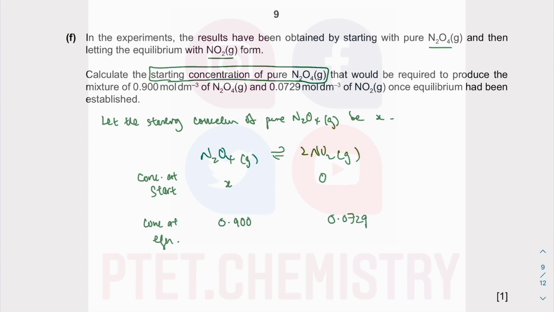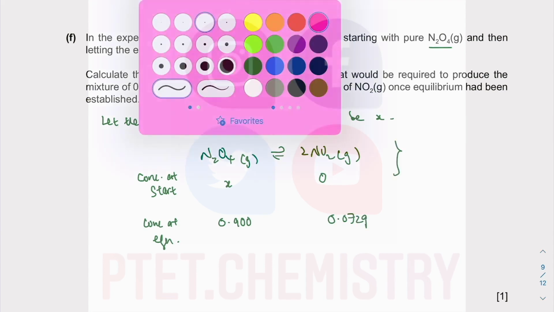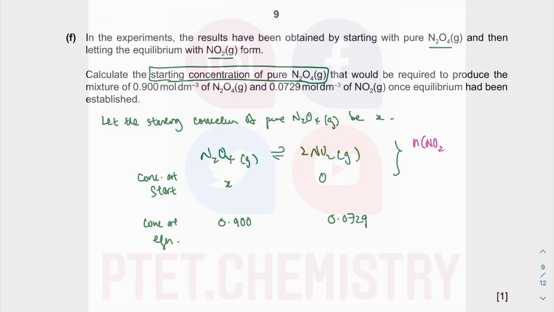All right. So looking at the equation, I hope you can see the mole of NO2 formed relative to the mole of N2O4 reacted. However much you form, it comes from however much has reacted. You form 2 mole of NO2 from 1 mole of N2O4, alright? So how much of it did you actually react? The mole of NO2 formed is 0.0729, because you start from 0 to that. So that's how much you have formed.